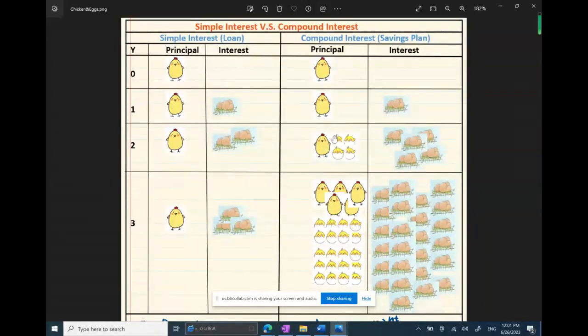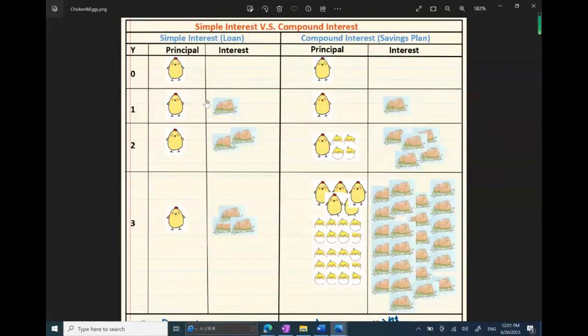Because of the 5 chickens from year 2 and the 20 eggs, the interest from year 2, at the beginning of the third year, all those assets are your principal. And the interest rate will be applied during year 3 to produce more eggs for you. I hope this is clear enough.